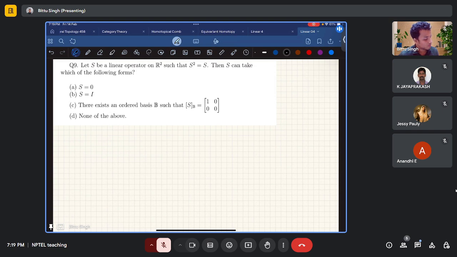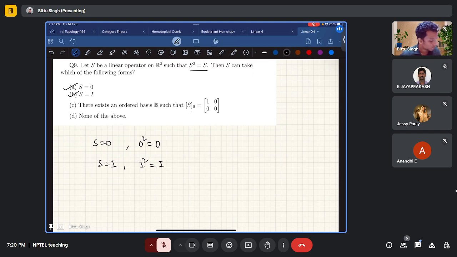Let S be a linear operator on R2 such that S squared equals S. Then S can take which of the following forms? Clearly, if we take S equal to 0, then 0 squared is the same as 0, so this equation is satisfied by the first option. Also, if we take S equal to I, the identity squared gives the same identity. So this can be an answer.